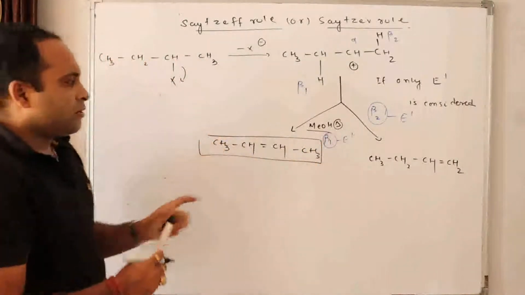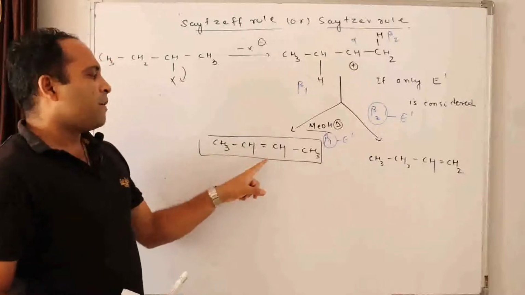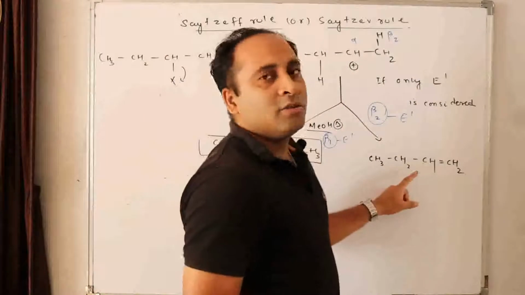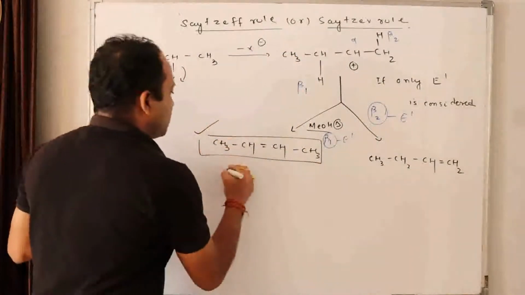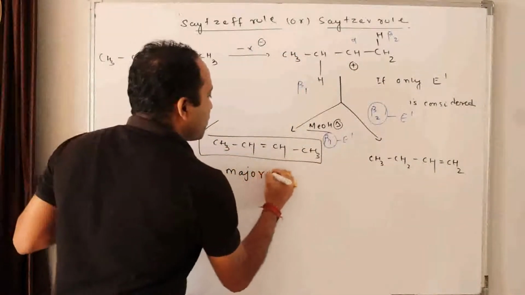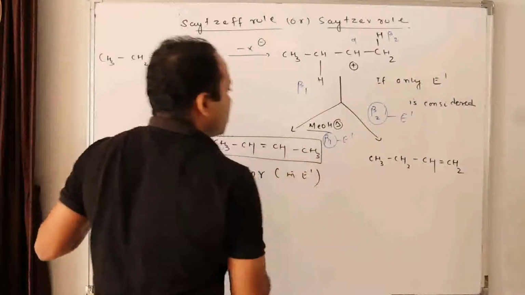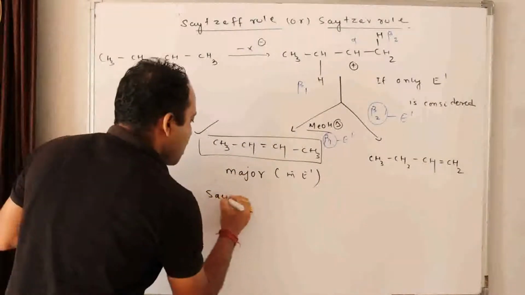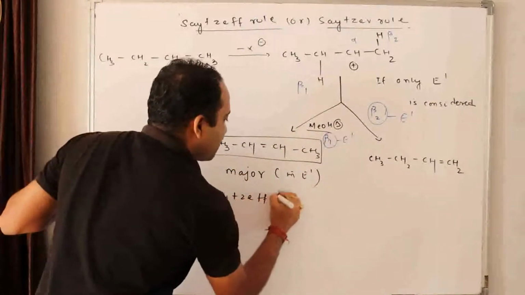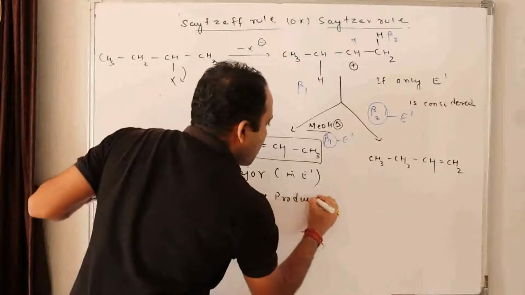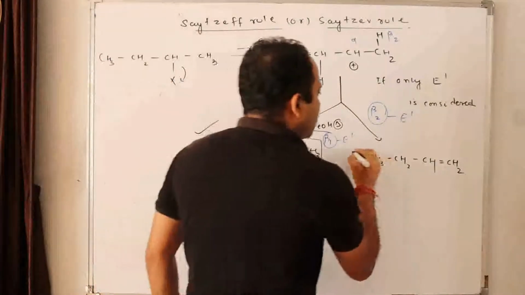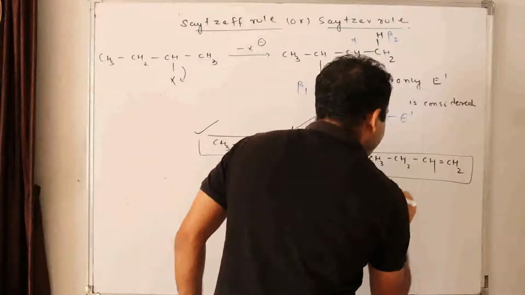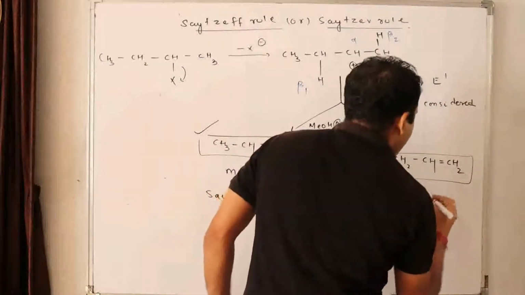And we can also explain this stability by counting alpha hydrogens. How many alpha hydrogens here? 3, 3, 6. And how many alpha hydrogens here? 2. So this is more stable. So this is the major among eliminations, and this is the Saytzeff product. And what is this called? This is called Hofmann's product.